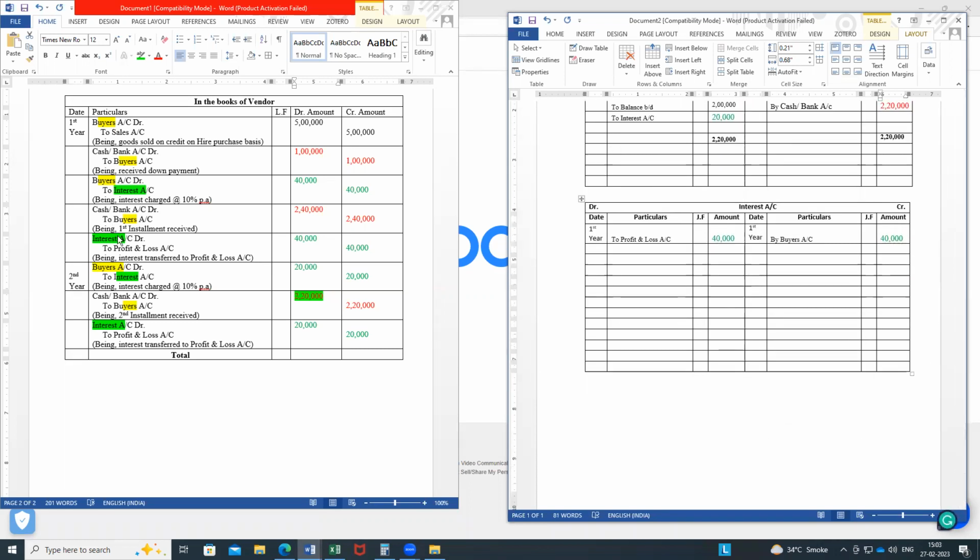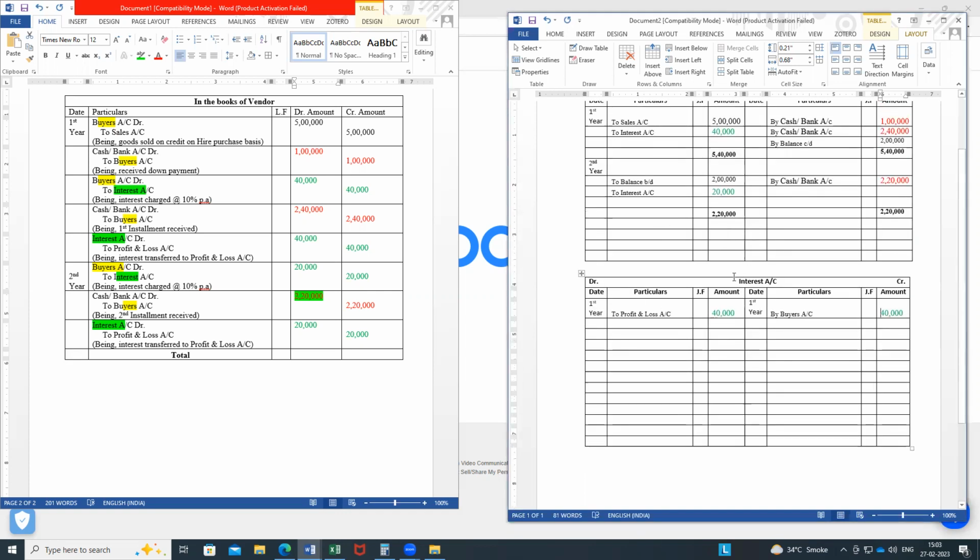Do we have any entries for the interest for the first year? Second year mein although entries hai, that you could check. But if I talk about the first year, could you see any entries? So there are no entries in the first year, right? So since there are no entries, it's time to balance it, calculate which side is higher.